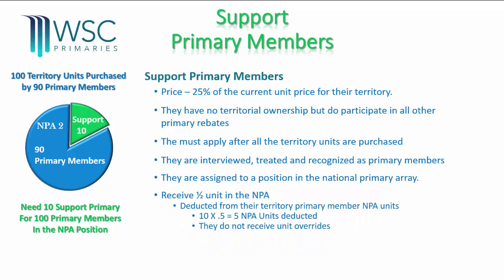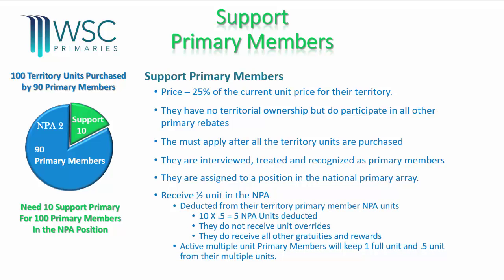Now, these half units are deducted from their territory primary members' National Primary Array units. Not from their territory units, from their National Primary Array units. So in this case, we have 10, and of course, half of that is 5 National Primary Array units that need to be deducted from the territory primary members. These half units for the support primary members come from the primary members who have purchased multiple territory units. These primary members will keep their full NPA unit connected to their first territory unit. On their additional units, they will keep one half of the NPA unit and make the other half of the NPA unit available for the support primary member to purchase.